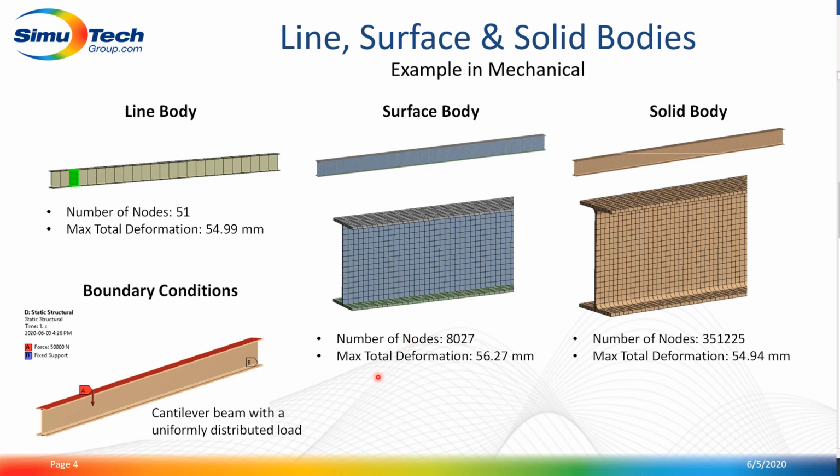So the only reason why we got more deflection on the surface body is that the fillets could not be included in the model, which led to a more compliant structure. But overall, we got the same answer, and a significant amount of nodes was required for the solid and the surface model when compared to the line model. And in this specific case, the line model should be favored over the two others because there is no added value if we are only interested in the total deformation.